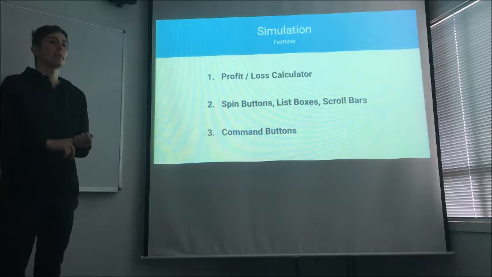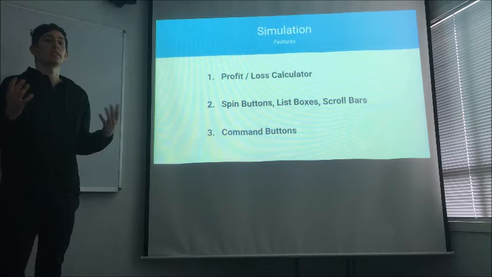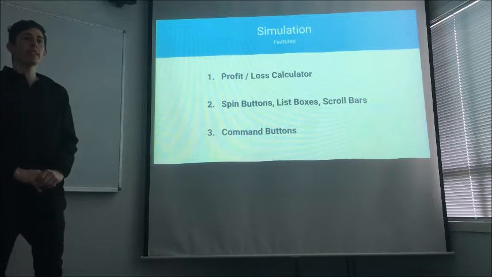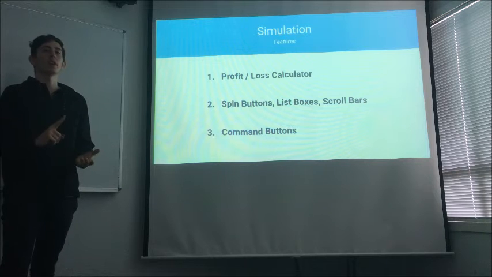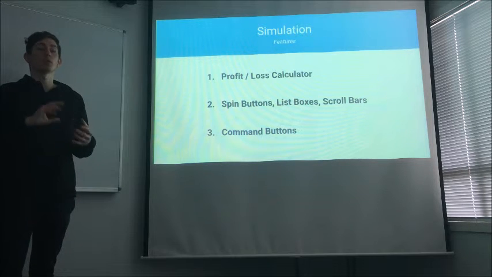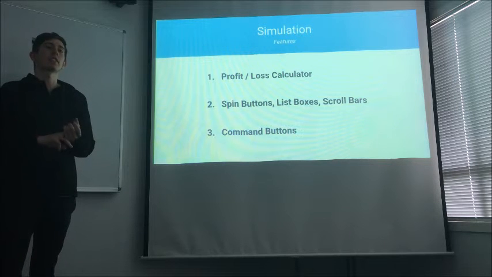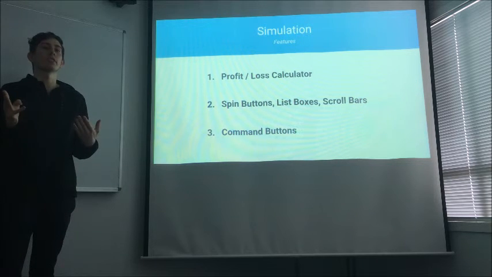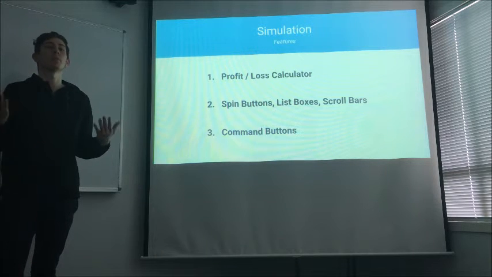Another feature, the buttons that we use for the input field. So this includes spin buttons, list boxes and scroll bars. These are all to make it really easy to choose which variable the data you want to put in them. And the last one we put was the command buttons. So these included the run simulation, which automatically did the graph. It didn't need a separate button for that. And the clear graph, and then also the profit loss calculator button, which pops up with an on-screen text box telling you how much profit you made or lost.